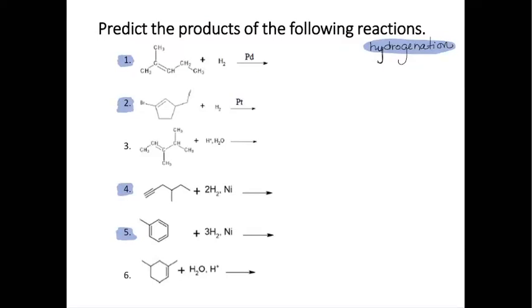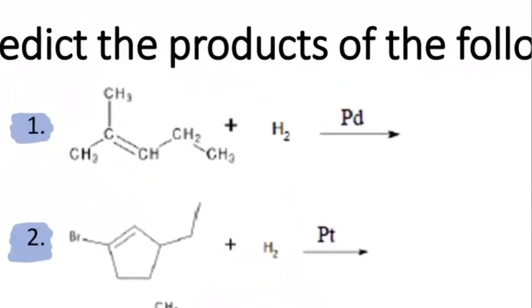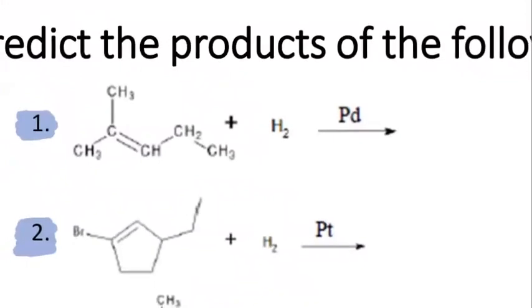So let's go through number 1. What is the functional group that we have on 1 and 2? So what are we reacting under hydrogenation conditions? Alkanes, alkenes, alkynes. What are we reacting? Excellent job. We have alkenes. So this is an alkene and this is an alkene.